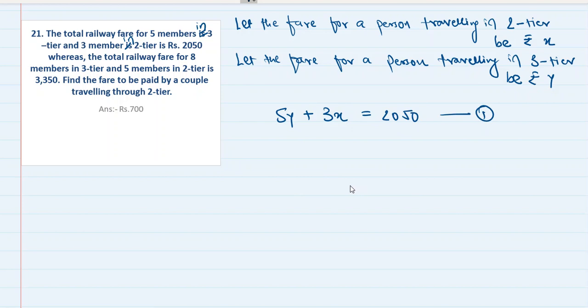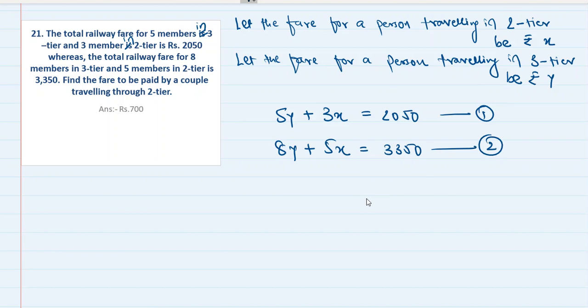5 people multiplied by the fare for 1 person, that is the total fare for 5 people, plus 3 people multiplied by the fare for 1 person, that is the total fare in 2 tier. If you add them, you get 2050. Whereas the total fare for 8 members in 3 tier, that is 8Y, and 5 members in 2 tier, 5X, is 3350. Equation number 2. There you go. You have both the equations, equation number 1 and 2.